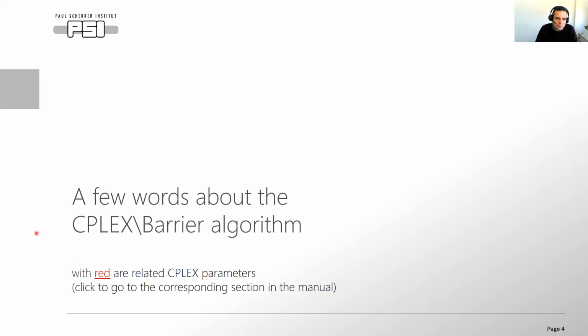So I will start with a few words about the Simplex barrier algorithm, and a convention that I'm going to have in this presentation is that whenever you see a red font underlined, this means that it's a Simplex parameter there. And when you get this presentation, this is clickable. So if you click there, then you will go to the corresponding section in the manual.